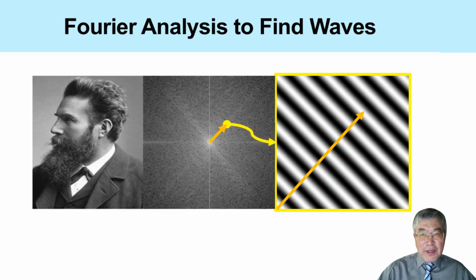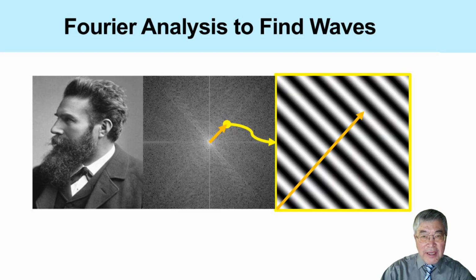Here, the image of Röntgen can be transformed into its Fourier spectrum, shown in the middle. Each point in this spectrum corresponds to a particular two-dimensional wave component. The farther a point is from the origin, the higher the spatial frequency of that wave. The direction from the origin to the point indicates the orientation of the corresponding wave pattern, as illustrated by the enlarged wave field on the right.